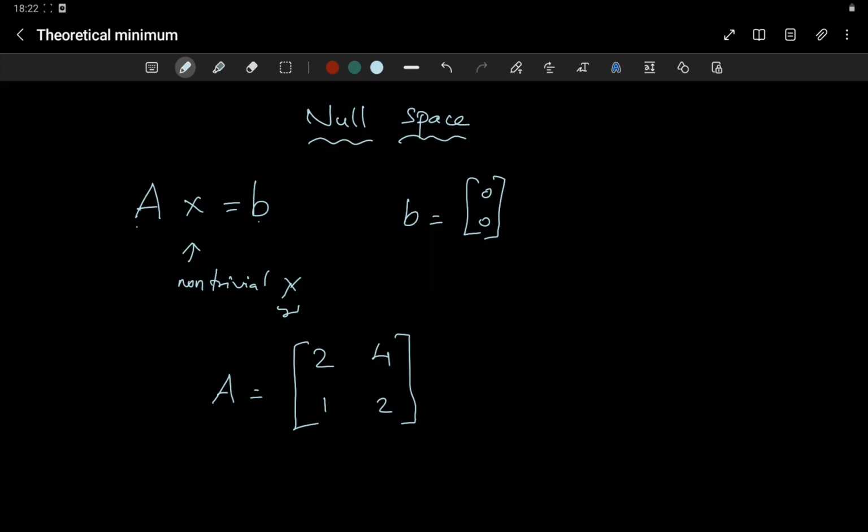Can you identify what that null space is? It will be 0 0, or 1 minus 1, or let me say 2 minus 1. Or some constant k times 2 minus 1, or in general k times 2 minus 1, that is 2k, minus k. Then all these vectors belong to the null space.